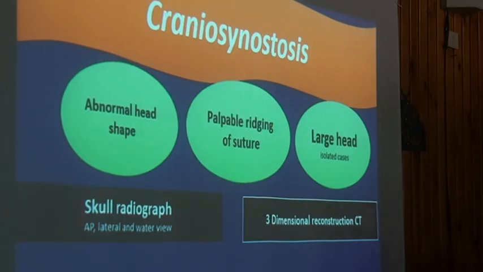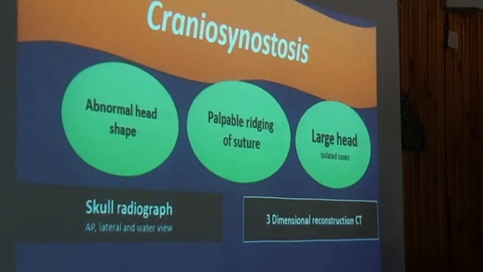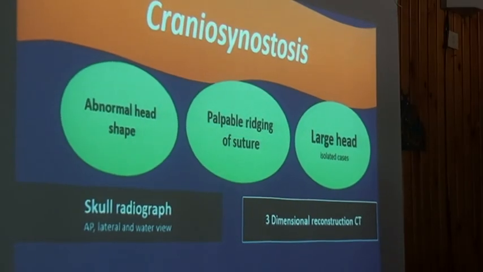If you are in doubt, you can order a skull X-ray. You can do AP, lateral, or water view, or you can say craniosynostosis protocol. I personally leave the CT scan to the neurosurgeon. I don't order it because I will not do anything with the CT scan. So the CT scan I will give to the neurosurgeon. If you have an honest, good neurosurgeon, it is better to send it to them and let them decide.